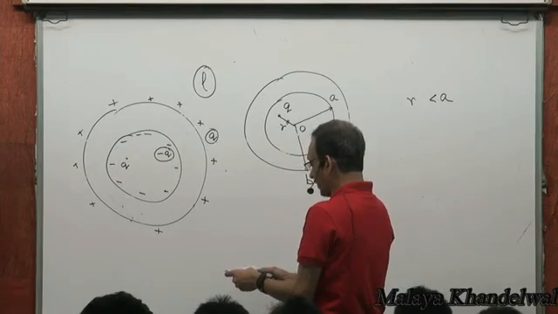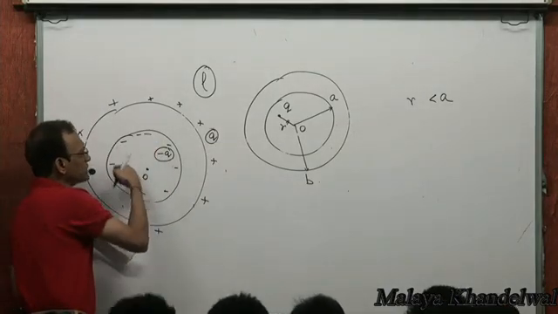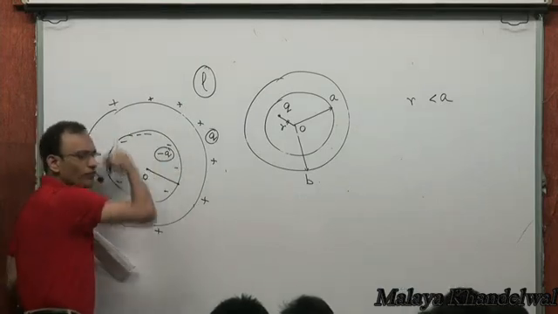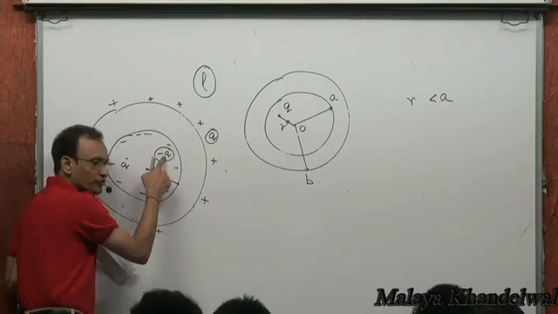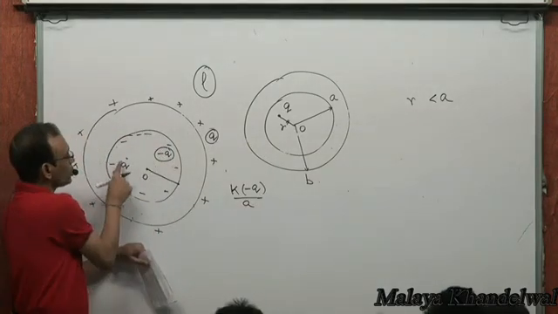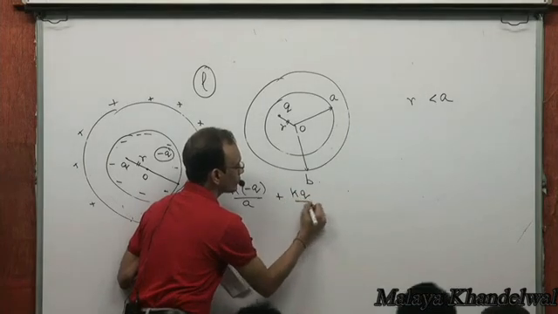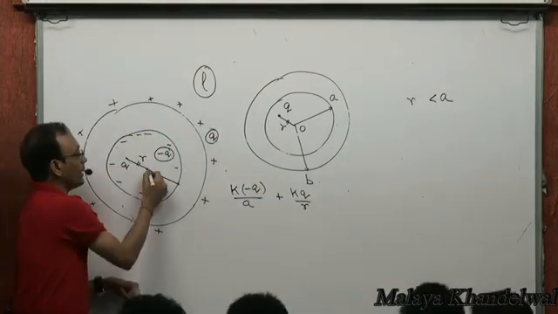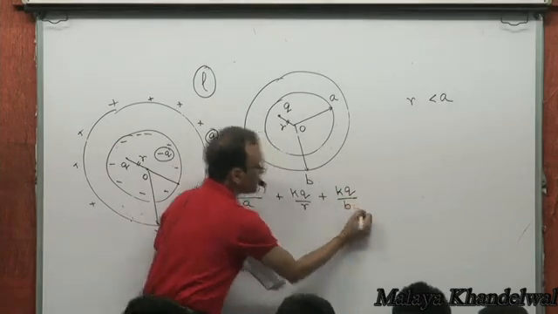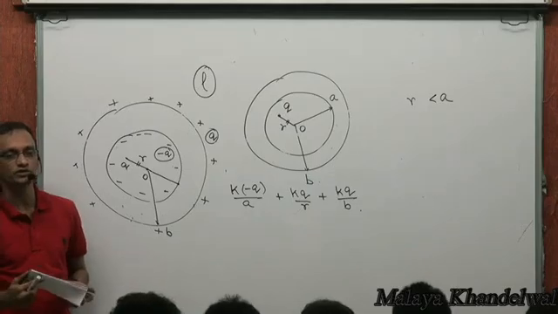Okay. Find the potential at the center O. Even if this charge minus q is non-uniformly distributed here, it produces the same potential at O as it would have if it was uniformly distributed. So the potential at O, because of this non-uniform distribution of charge, is going to be k times minus q divided by a. Because of this q, it is going to be kq by small r. Because of this plus q, kq by small b. Even if this plus q was non-uniformly distributed, the potential at the center that it would produce will still be kq by small b. So that's the total potential produced at O.